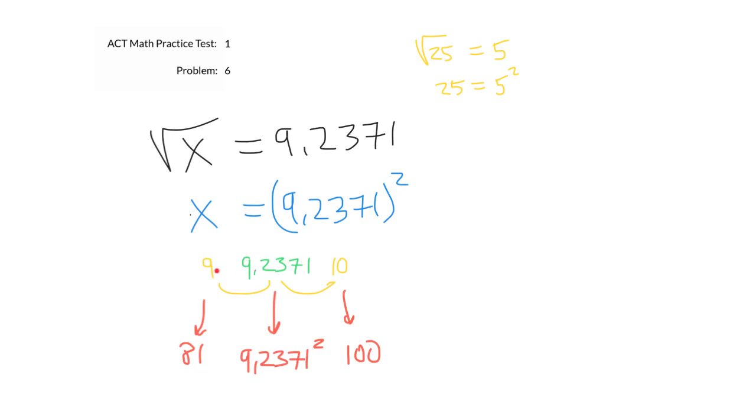Since 9.2 rounds down to 9, it's closer to 9 than it is to 10. So when you square it, the result is going to be a little bit closer to 81 than it will be to 100. So it's safe to say that 9.2371 squared is between 81 and 99.